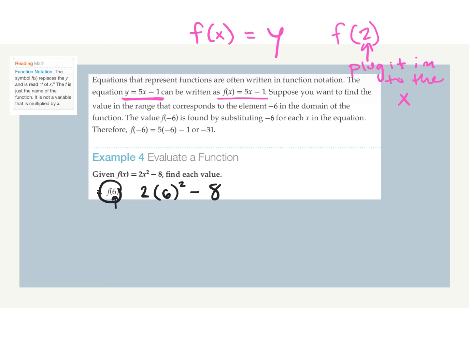So PEMDAS, what should I do first? The exponent. So what's 6 squared? PEMDAS, what should I do next? What's 2 times 36? 72. And then lastly, what's 72 minus 8? Awesome, 64.